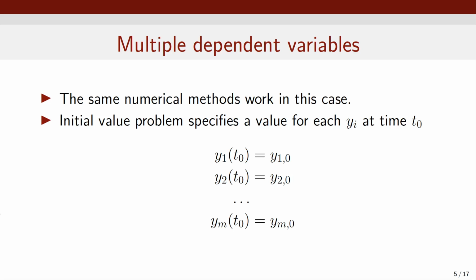So an initial value problem will specify a value for each component of the vector y at time t0. So we have the first component at time t0, y1, equal to y1,0, and the second component at time t0 equals y2,0, and so on for all m components of the vector. Now, given this initial data for the vector y, we can evolve the ODEs that govern these components.